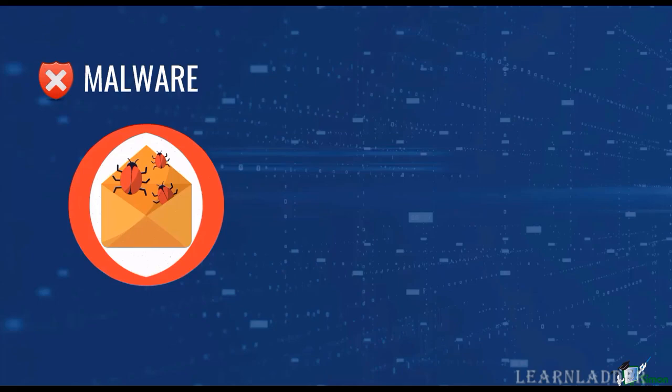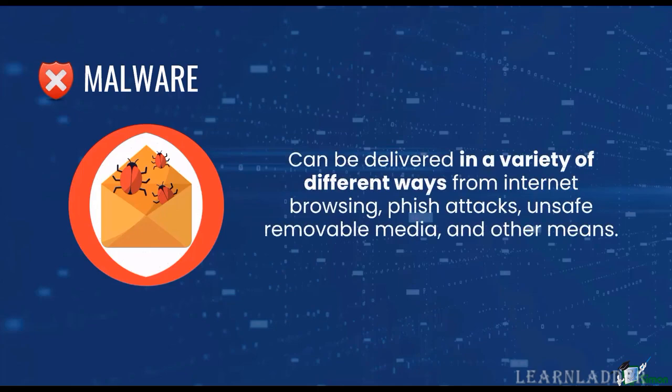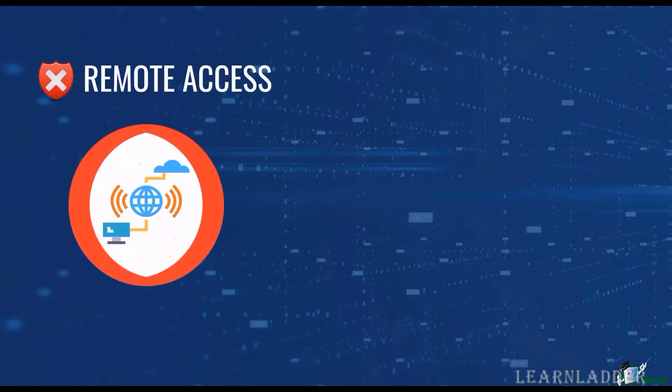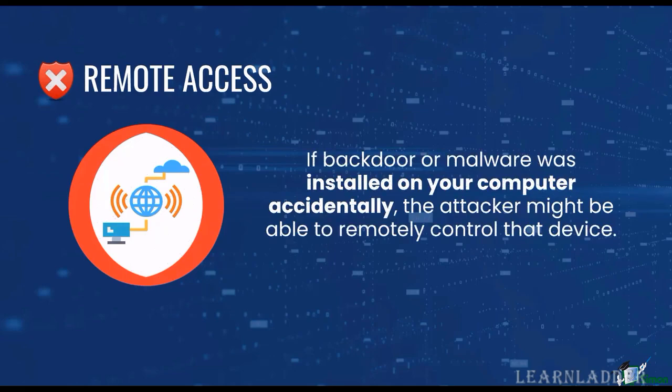There are a wide variety of different types of malware that I'll discuss soon. Keep in mind that malware can be delivered in various ways, from internet browsing, phishing attacks, unsafe removable media like USB drives, and other means. In addition to malware, there's the chance that an attacker might have remote access to a device. For example, if you install a backdoor malware on your computer accidentally, the attacker might be able to control that device remotely.